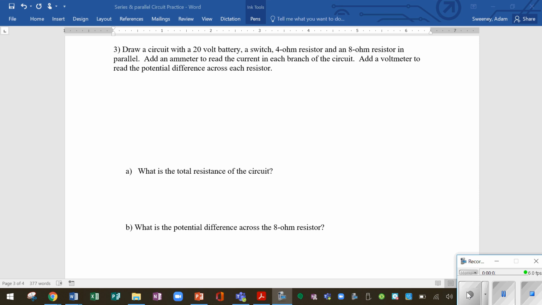In this lesson, we're going to take a look at solving a parallel circuit in which the two resistors are in parallel with the power supply. So we're going to first draw the circuit. It says that we have a 20-volt battery. So let's go ahead and draw that.